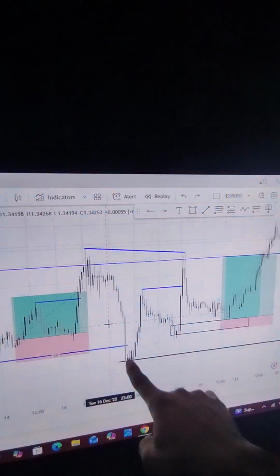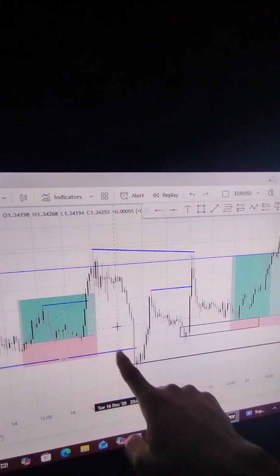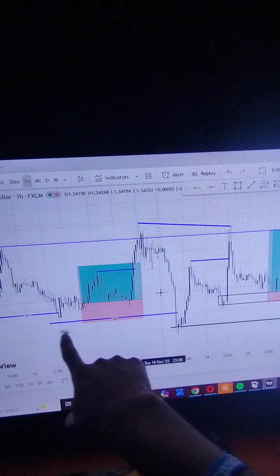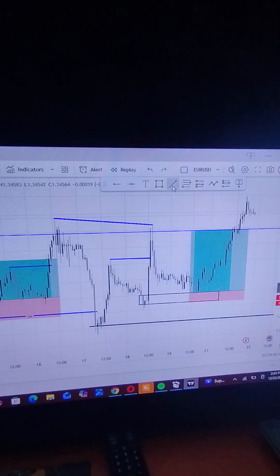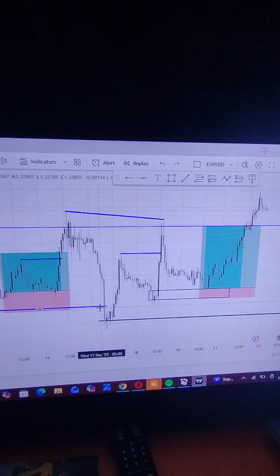So after that was done, you can see what market did. So you can enter for a buy trade here, because you definitely know that market has finished taking liquidity from the downside and it's ready to buy up again. So from here now, you can see what market did from this level.